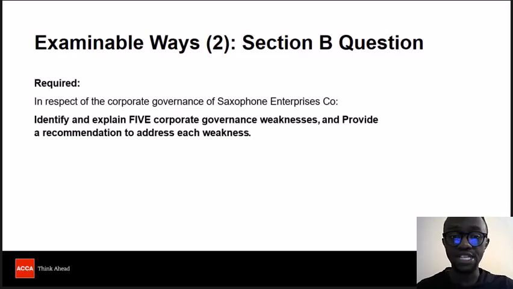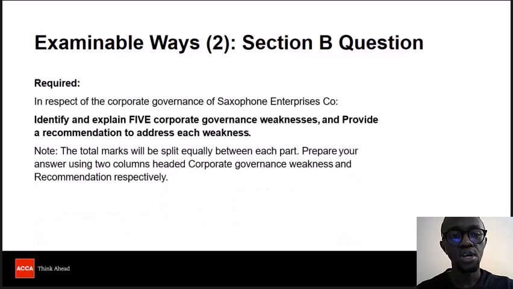So identify first five corporate governance weaknesses from a scenario. There will normally be more than five, maybe there would be seven, but explaining is the part that a lot of us fail to get. And you'd find that identifying is half a mark, explaining is another half a mark, and then giving an appropriate recommendation is one mark. So if you're given five corporate governance weaknesses to do this, this could be a total of 10 marks. Now, as I told you, the total marks will be split equally. There's usually a table where you'll have corporate governance weaknesses and the recommendations. 10 marks, as you can see.